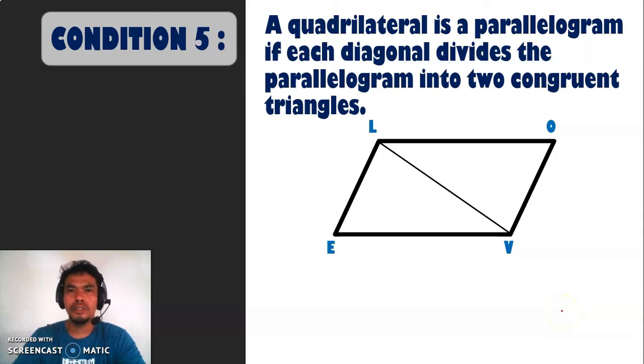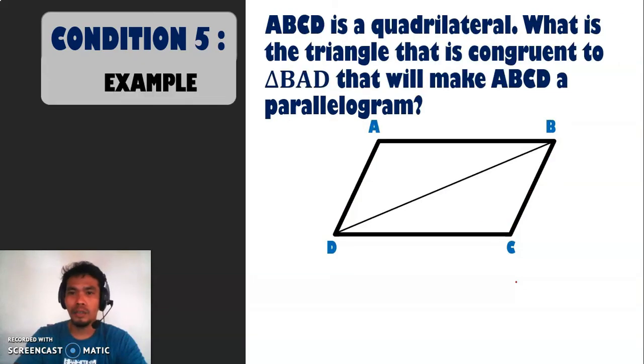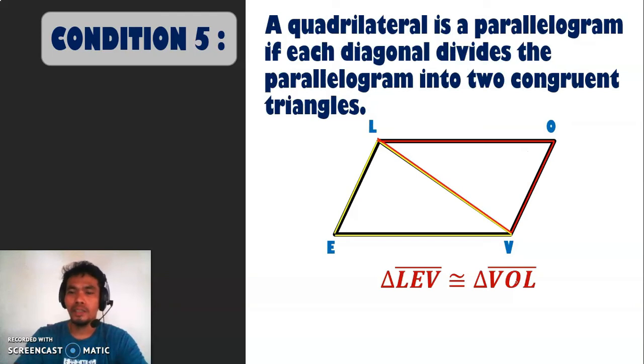Now for the last condition, it states that a quadrilateral is a parallelogram if each diagonal divides the parallelogram into two congruent triangles. Okay, based on the figure, have you noticed two triangles? Okay, yes. In this figure, we have triangle LEV and triangle VOL as congruent triangles. So in notation, we have triangle LEV is congruent to triangle VOL and not triangle LOV. Why? It is because we have to follow certain arrangement.